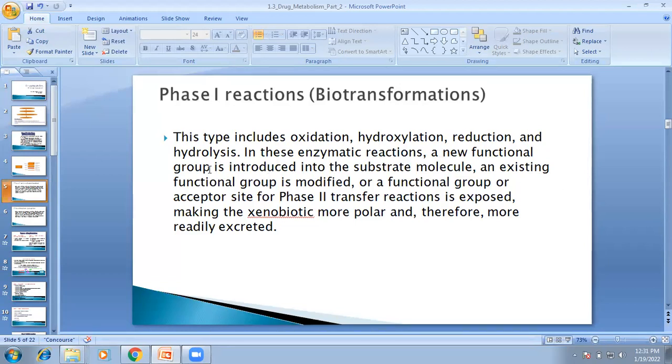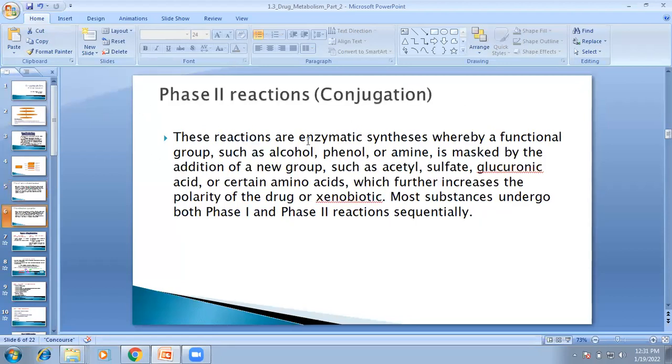A different type of functional group is introduced in the drug molecule, and the existing functional group is modified. Either they are going to change the functional group, or modify the functional group, or the acceptor site for the phase 2 transfer reaction is exposed. The drug molecule is converted in such a way that the biotransformed product of the phase 1 reaction becomes easily available for the phase 2 reaction.